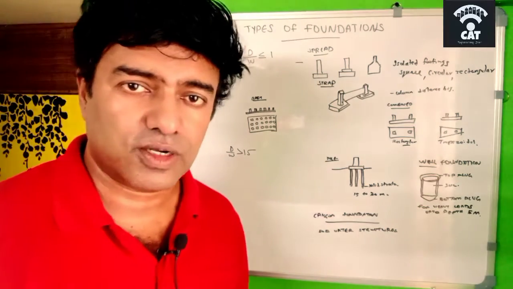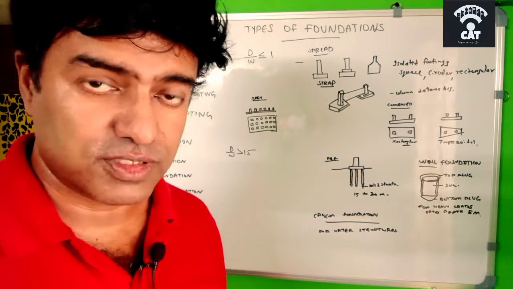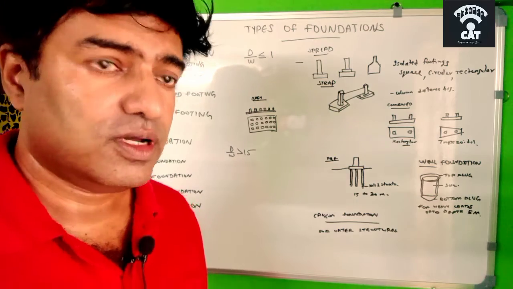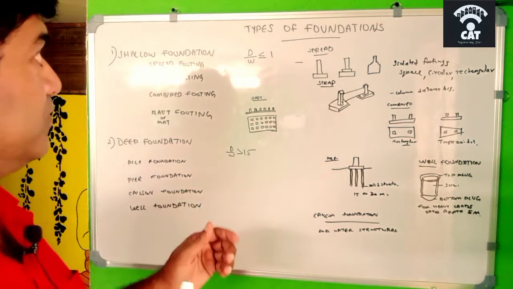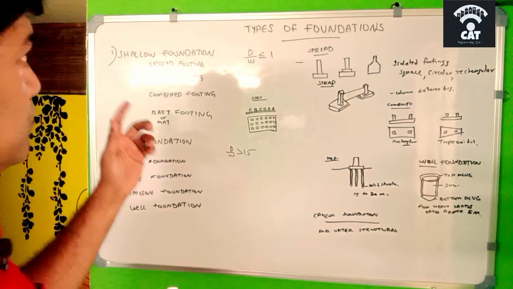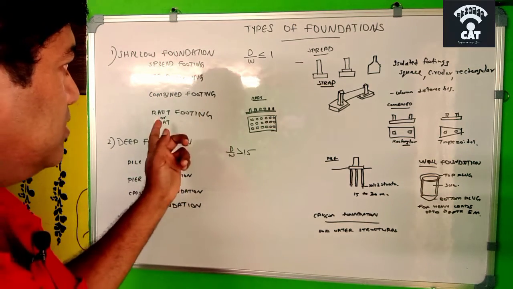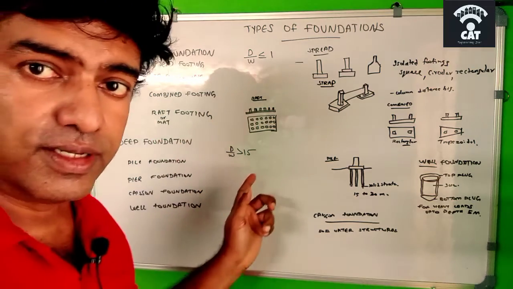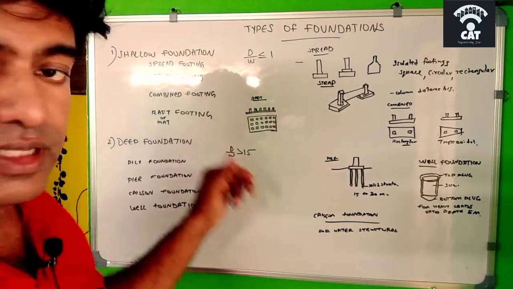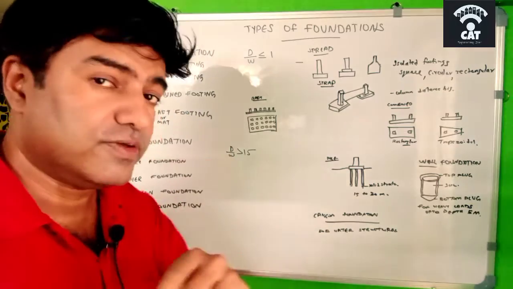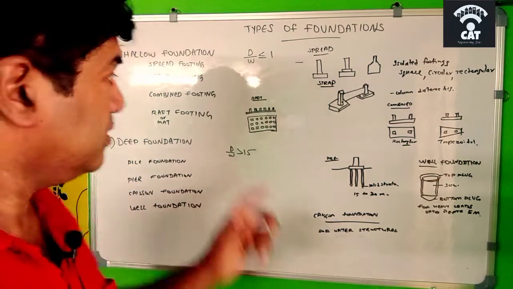So let us go into the shallow foundation first. The types of footings that we have in the shallow foundation: the first one is spread footing, second is strap footing, the third one is combined footing, and then the raft footing or mat footing. So there are four types of footings in the shallow foundation type. First we will talk about spread footing.